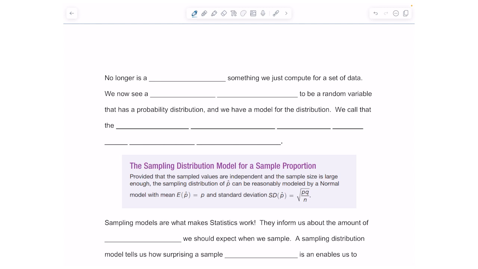So no longer is a proportion something we just compute for a set of data. We now see a sample proportion to be a random variable that has a probability distribution. And we have a model for this distribution. We call it the sampling distribution model for a sample proportion.